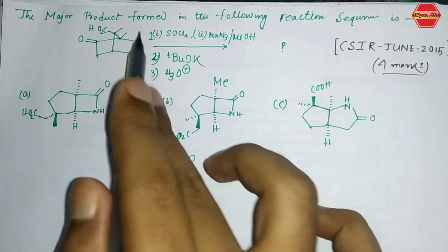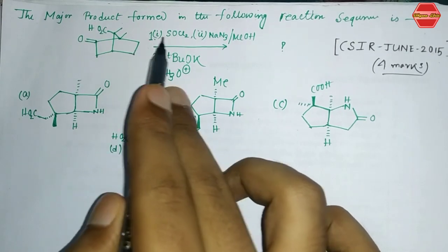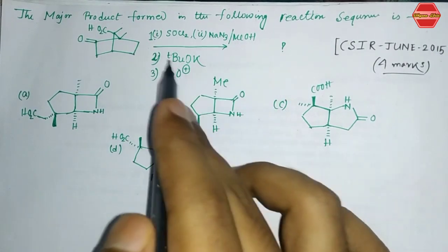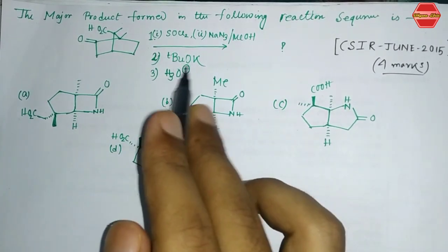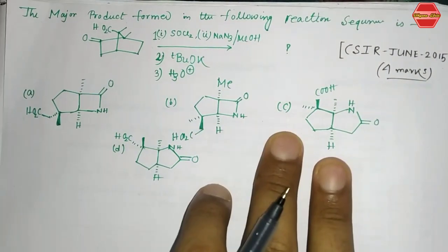In the first step, SOCl2 is a one step process. In the first step you are given SOCl2 and NaN3 in the presence of methanol, in the second step the reagent is tertiary butoxide, and the third reagent is water, that is H3O plus. So let's start and see how to solve this question.